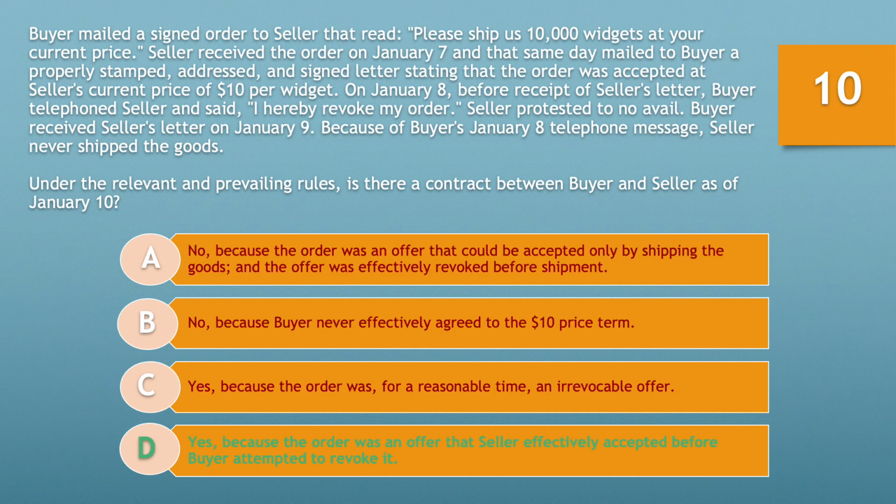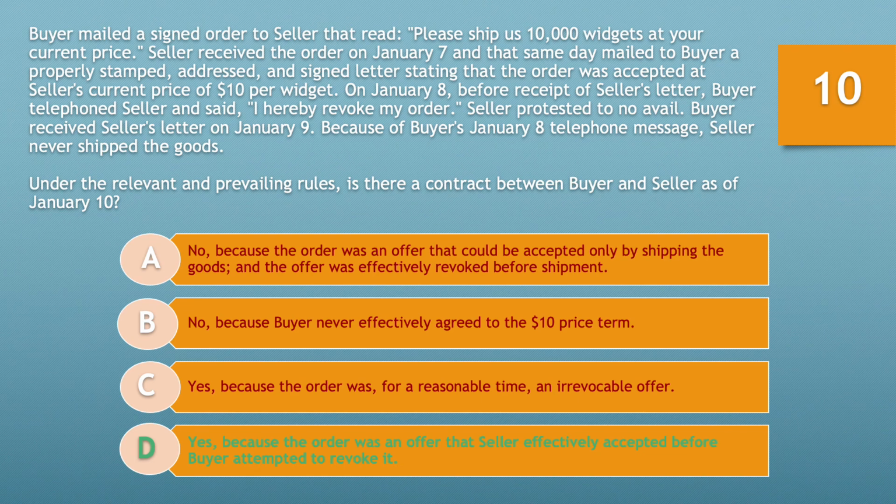If you chose option D, you'd be correct: yes, because the order was an offer that seller effectively accepted before buyer attempted to revoke it. A valid contract requires offer, acceptance, consideration, and no defenses to formation. Under the UCC, an offer to buy goods can be accepted by a promise to ship the goods or by prompt shipment of conforming goods. The mailbox rule states that acceptance is generally effective upon dispatch.